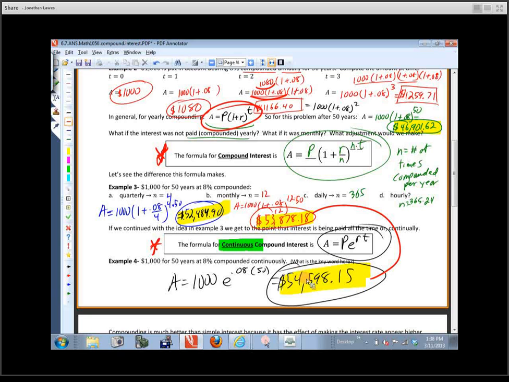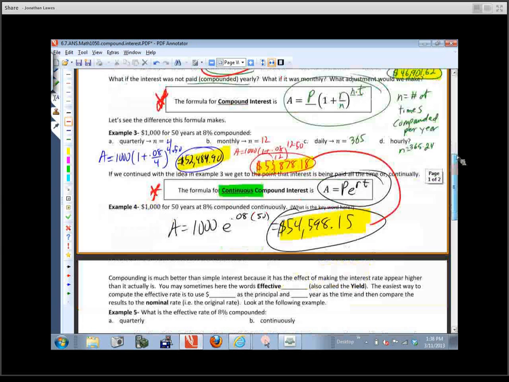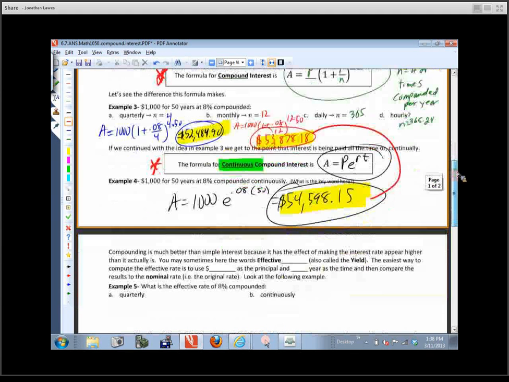So not a tiny amount. I mean, I'd take the $700, but it's not as big a difference as when we go from simple interest to plain old compounding interest, or going from monthly to quarterly. That made a fairly significant difference. Okay, are there any questions on what we talked about last time?